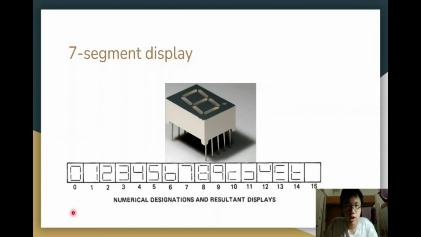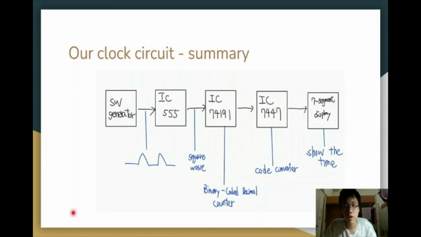Okay, this is the 7-segment display. You can see the picture in the middle is it, and the picture below it is the symbol that this IC uses to represent the number. You can see it can present the numbers from 0 to 15. Okay, let's look at the summary of our circuit. We create a standing wave and then transfer it to a square wave, and then count it, decode it, and then show it.